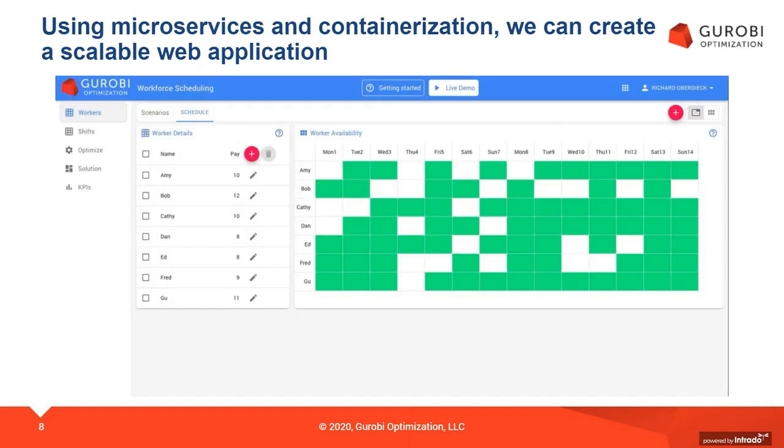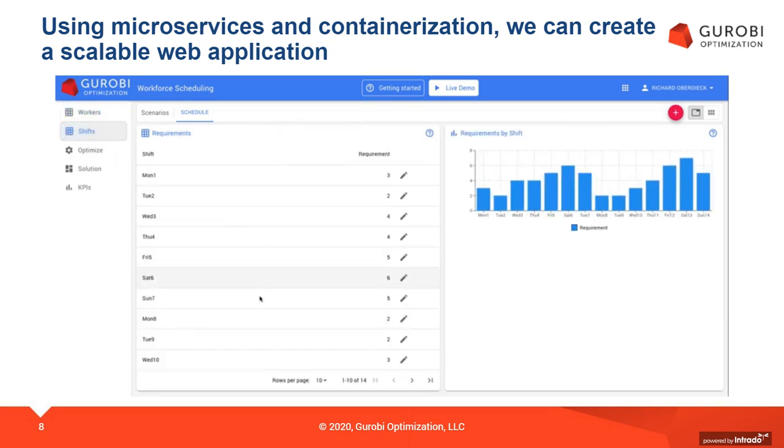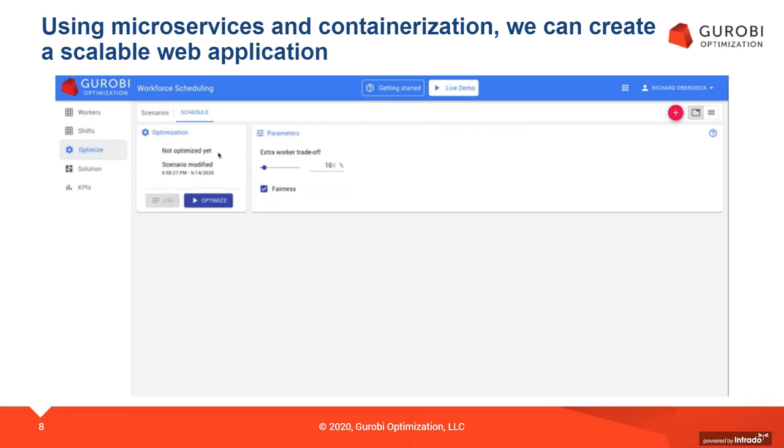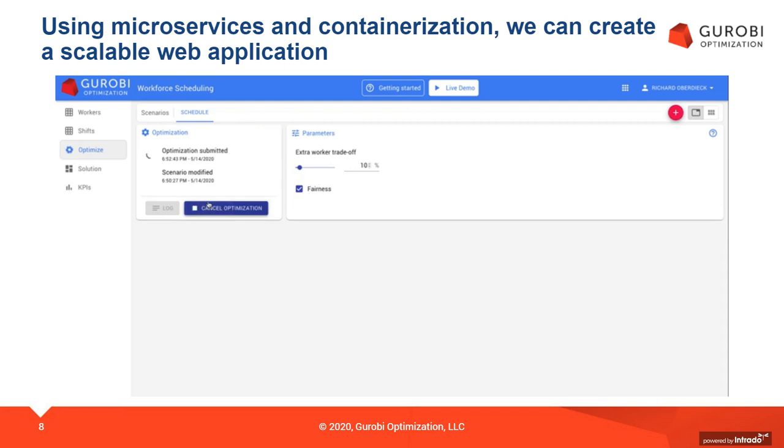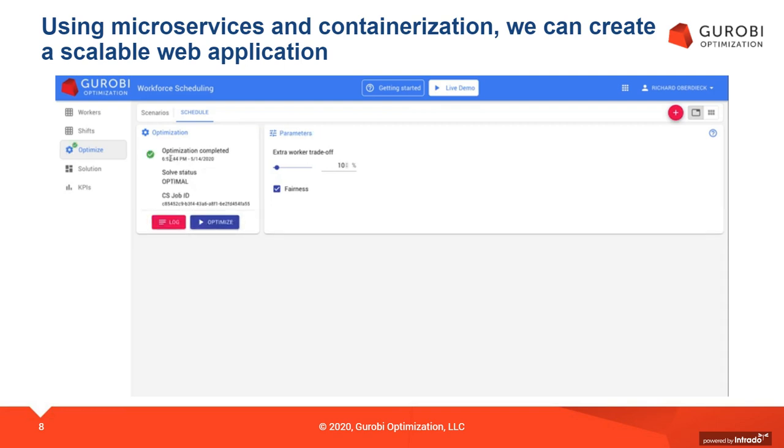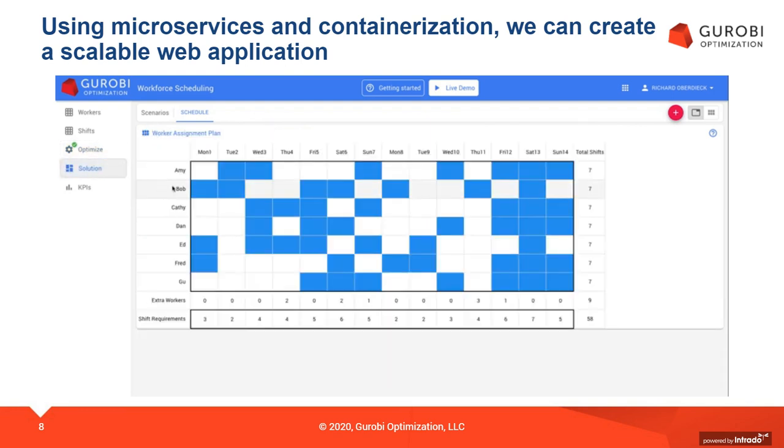So we can use microservices and containerization, and we can create a scalable web application like the one you just see now, where you are now in a web environment. You're in a demonstration environment on our website, and I will show you this later on as a live demo. You have your workers, you have your shifts, and now you can press optimize, which does the exact same thing as we did before, where it connects to the cloud.